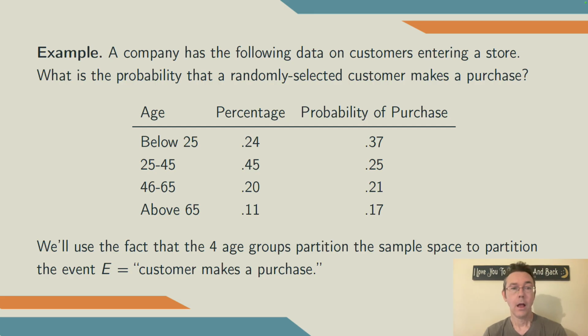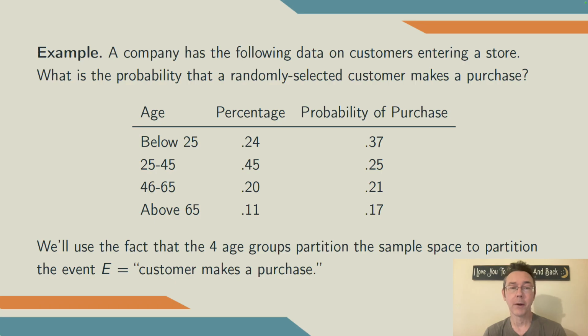Another example. A company has this data on customers entering a store. They have the age groups of the people that have entered, and the percentage of the people that entered that are in each of those age groups. So, for instance, 24% of the people entering are below 25 years old. And for each of those age groups, they have the probability that someone in that age group makes a purchase. So, for instance, someone below 25 has a 37% chance of making a purchase in this store once they've entered.